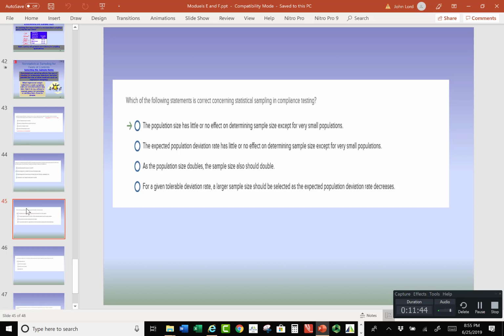The expected population deviation rate has little or no effect? Yes, it does. The expected deviation rate did affect sample size, didn't it? It was the confidence level, or risk of assessing control risk too low, and it was the tolerable deviation rate. Those were the three factors on that one slide that were affecting sample size, weren't they?